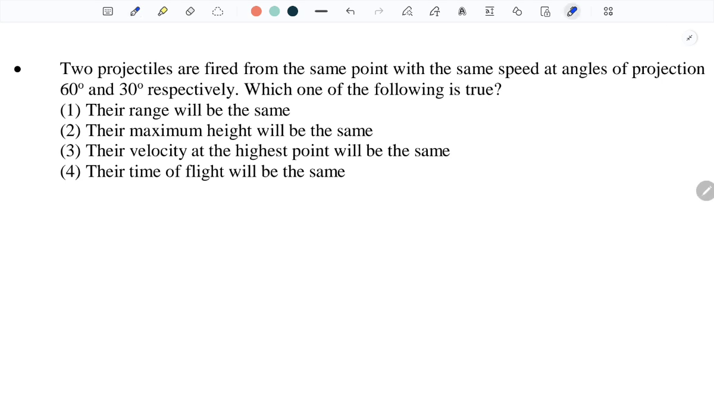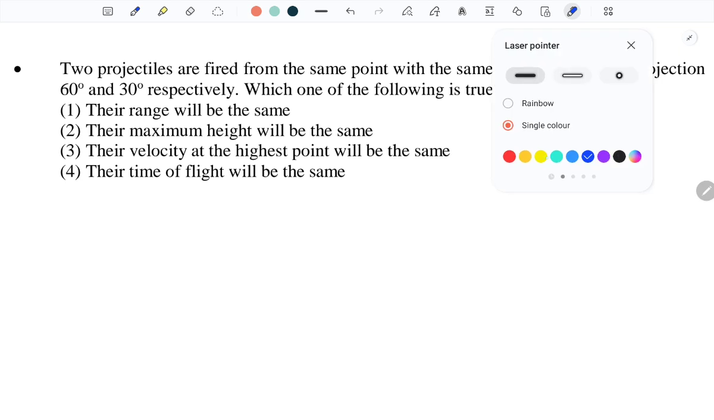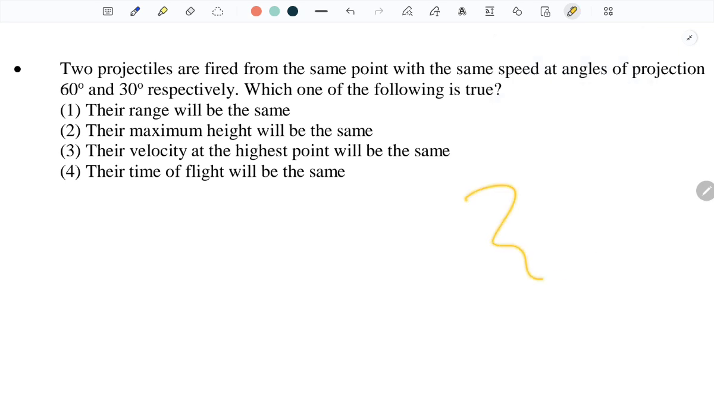Let's discuss the next question. Two projectiles are fired from the same point with the same speed at angles of projection 60 and 30. Which one of the following is true? Before going to the options, we can observe two projectiles are fired from the same point, with the same speed, the velocity is the same for both, and angles of projection 60 and 30. We already know 60 and 30 are complementary angles. So with this, if projected at 60 and 30, the range will be the same.